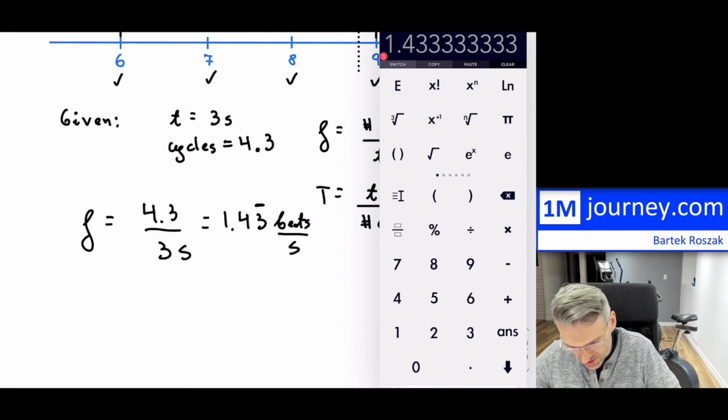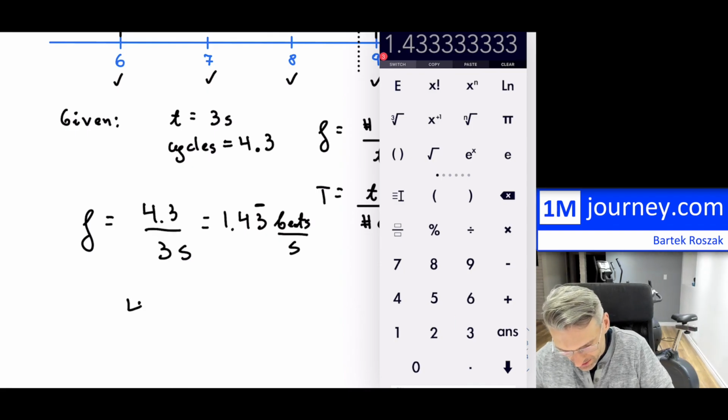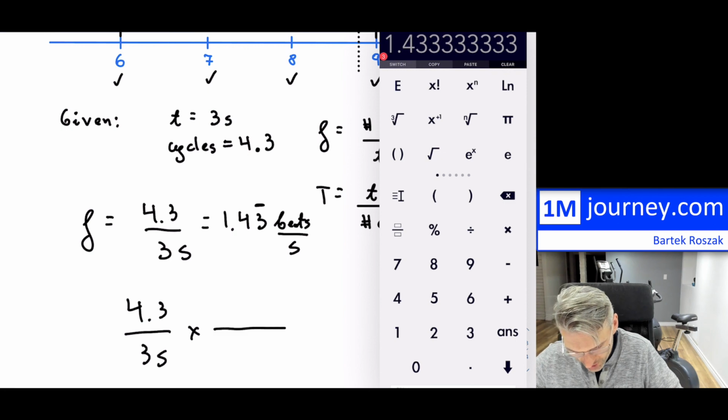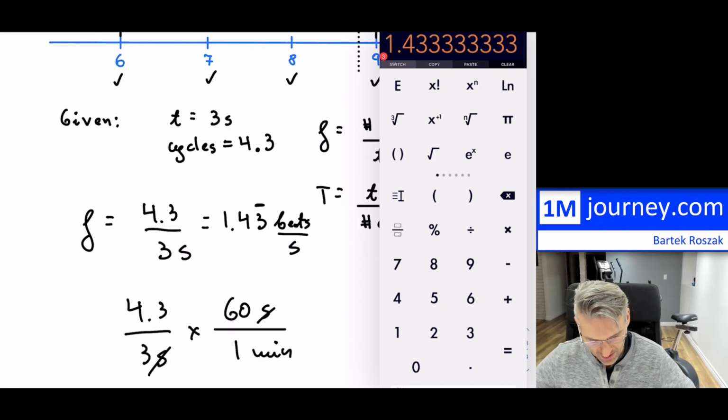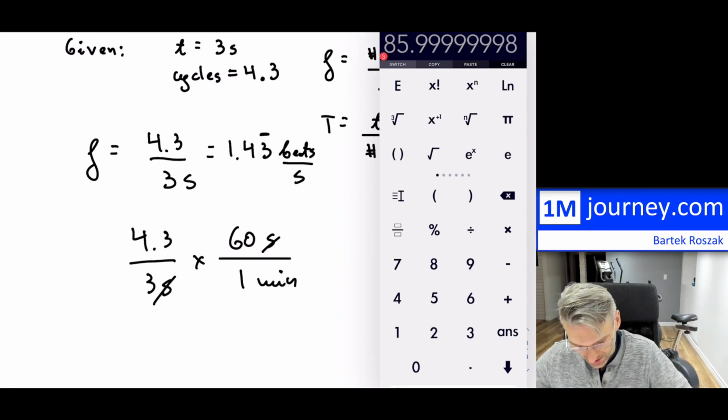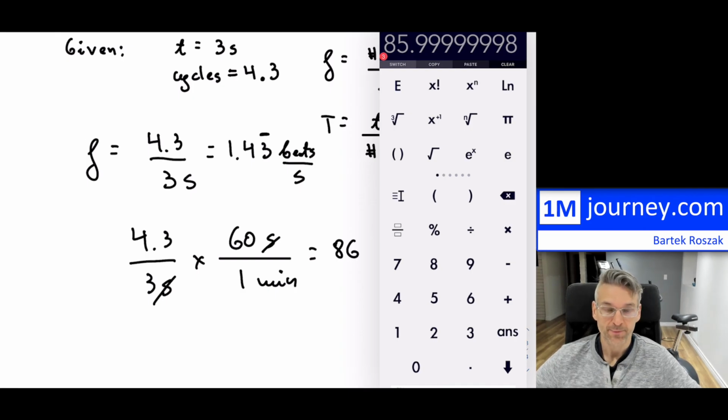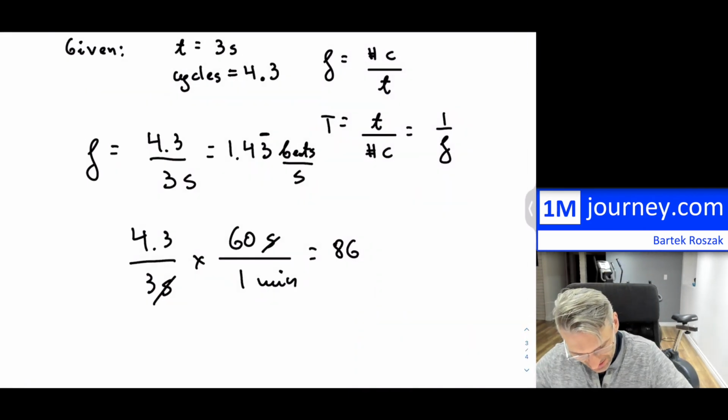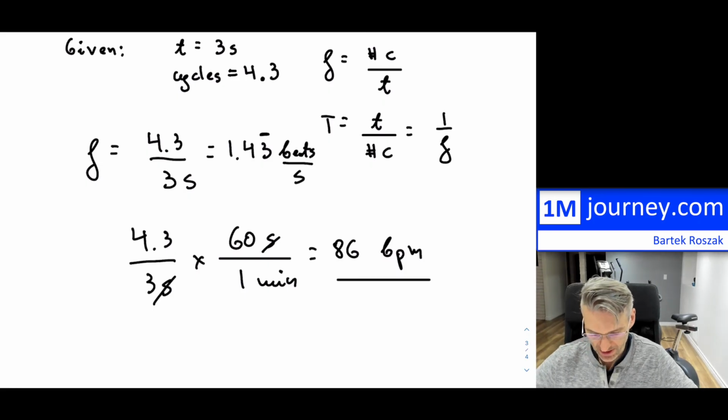If you wanted this to be beats per minute, then you can do your unit conversion. You can say 60 seconds is in 1 minute, to cancel this off. That means I would have to take this and multiply it by 60. And it looks like it's 86. Because notice all the 9's, I'll just round this off. So this looks like 86 beats per minute is the frequency.